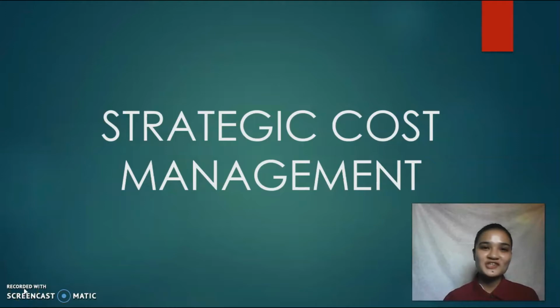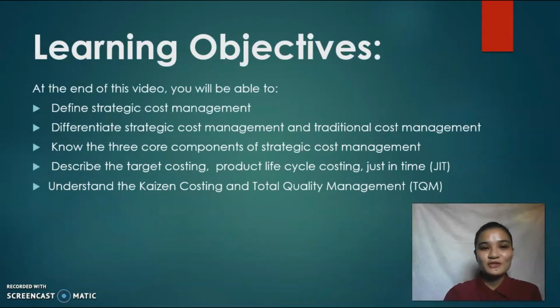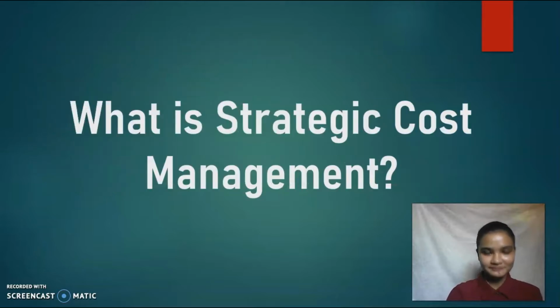For today's discussion, we will talk about strategic cost management. At the end of this video, you will be able to define strategic cost management, differentiate strategic cost management and traditional cost management, know the three core components of strategic cost management, describe target costing, product lifecycle costing, just-in-time, and lastly, understand Kaizen costing and total quality management.